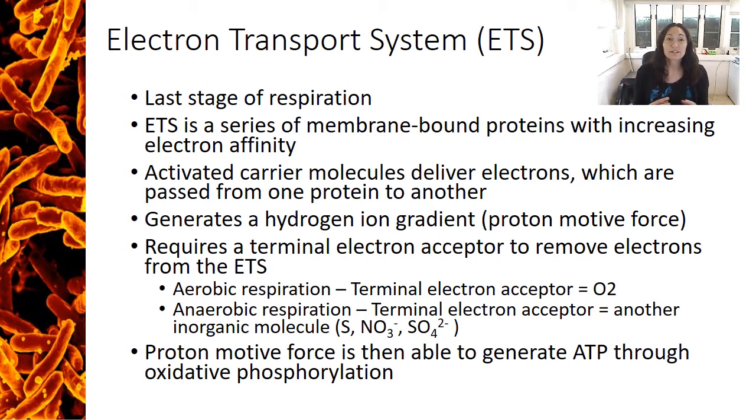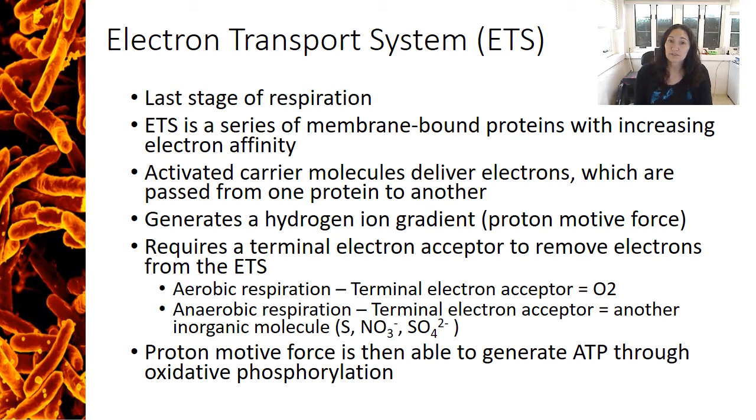This is the only conceptual difference between aerobic respiration and anaerobic respiration. In aerobic respiration, that terminal electron acceptor is oxygen, while in anaerobic respiration, it's something else. Species often use things like sulfur, or others like nitrate or sulfate.